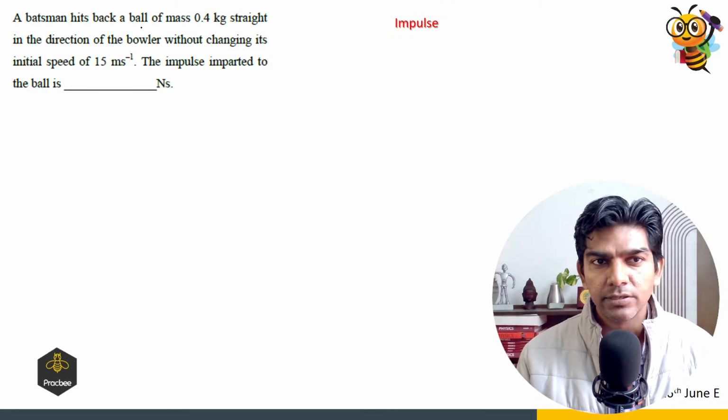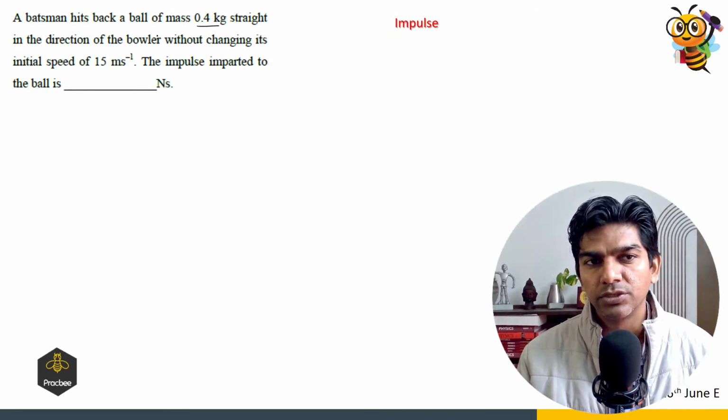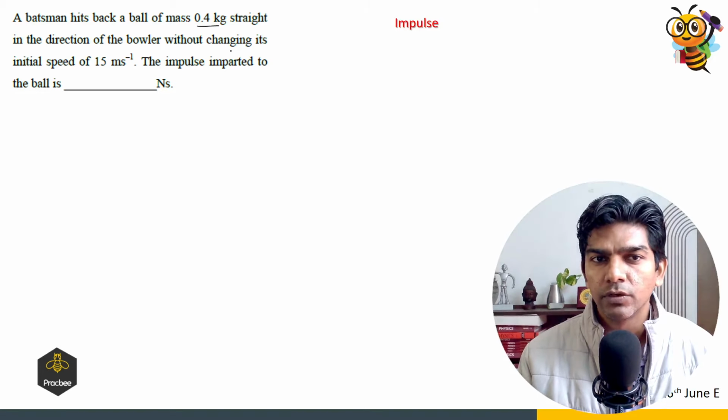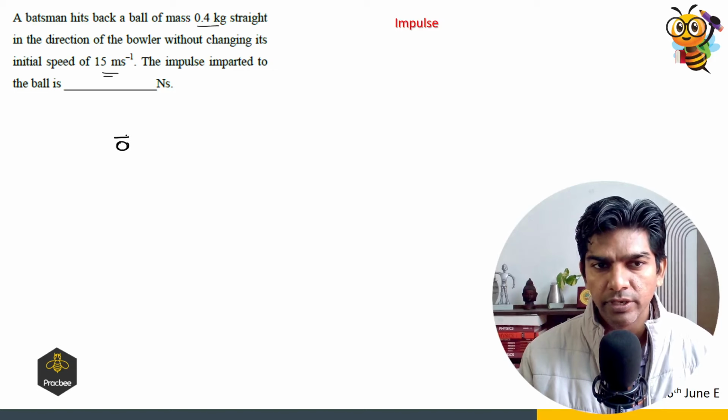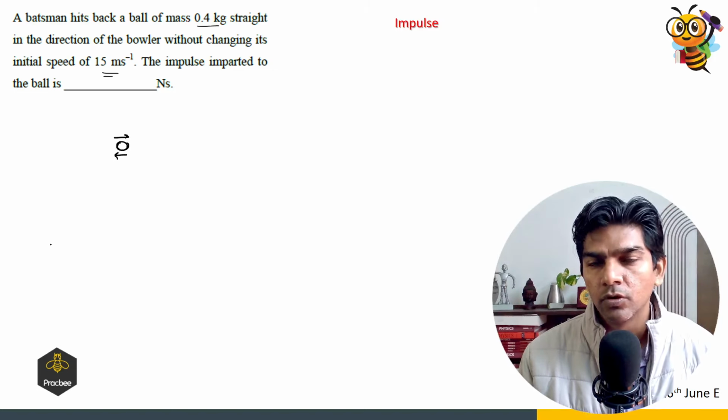A batsman hits back a ball of mass 0.4 kg straight in the direction of the bowler without changing its speed of 15 meters per second. The impulse imparted to the ball. So the ball just changes its direction after collision with the bat. It was going in this direction, and after collision with the bat, it moves in the opposite direction. So what is the total change in linear momentum? It will be 2 times mu, where u is the speed.